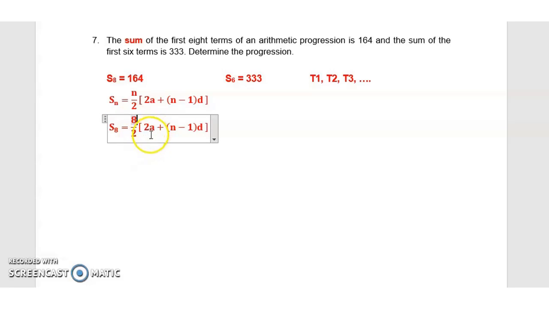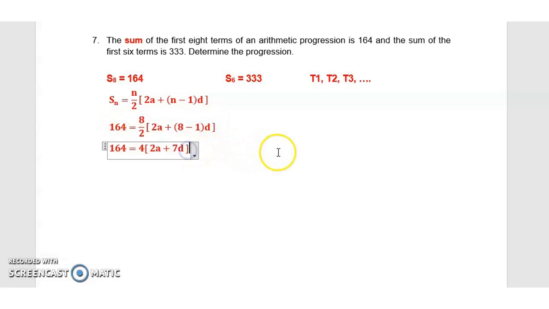So unknown value of A. So here n equal to 8 and d also unknown. So S8 equal to 8 over 2, which is 4, times 2a, plus 8 minus 1, 7, times d, so plus 7d. Okay, now we get the first equation. Before that, we know that S8 equal to 164, so here we can substitute S8 equal to 164. Okay, so this one we let it be the first equation.